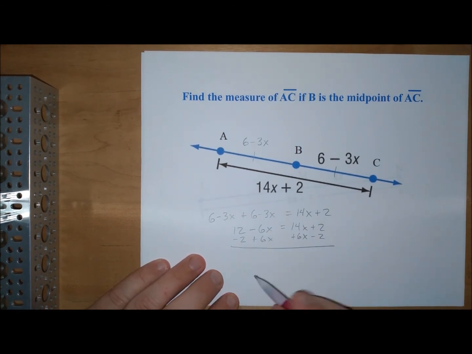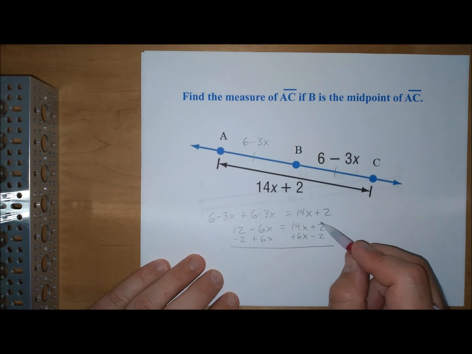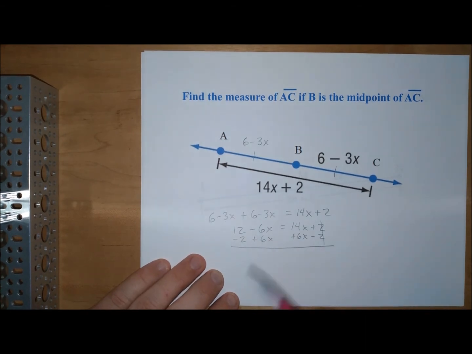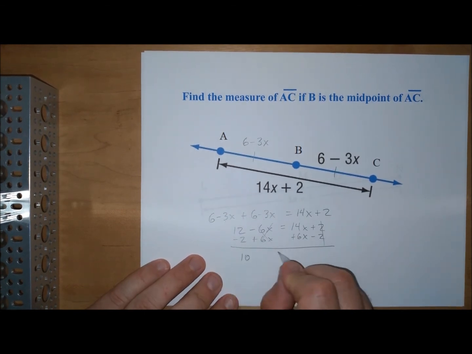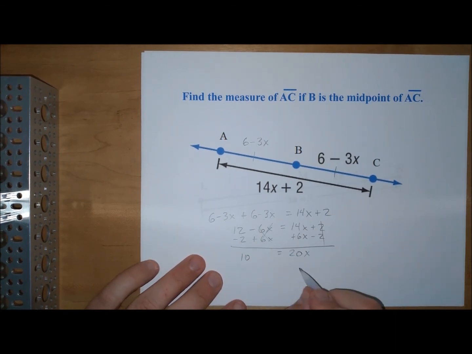Hopefully that's a shortcut you're familiar with. These 2s disappear over here neatly, and these 6x's disappear over here. 12 minus 2 gives me 10, and 14x plus 6x gives me 20x, okay? And to solve for x, I'm going to go ahead and divide both sides by 20, and it looks like I get 1/2 equals x.